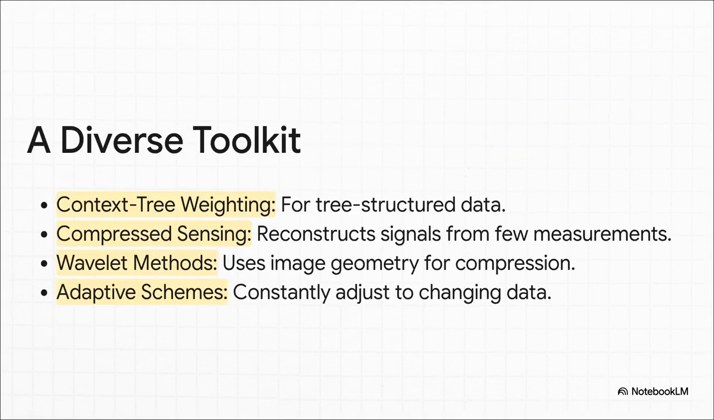Today, the field includes this huge variety of methods, each one tailored for specific kinds of data and challenges. You've got context tree weighting, perfect for tree-like data. Compressed sensing, which can rebuild images from just a few measurements. Wavelet methods that adapt to the geometry inside an image. And adaptive schemes that just change their strategy as they go.